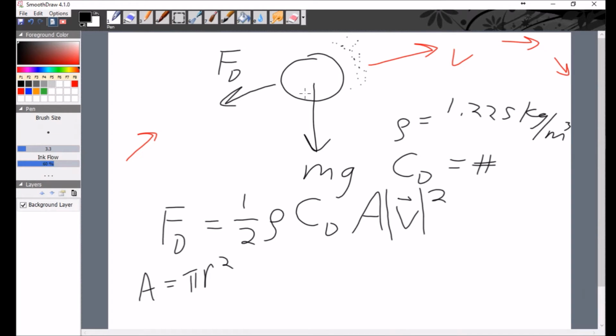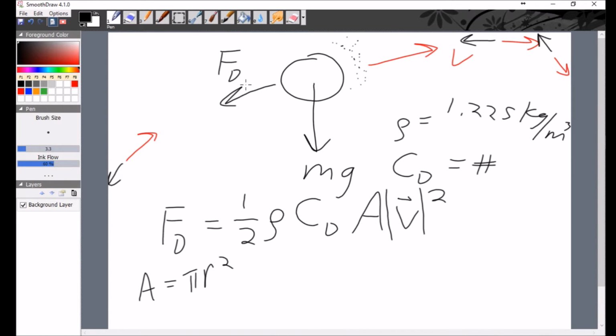Remember, it's always pointing opposite of the velocity. So initially, when you launch it at this angle, the drag force is going to point back this way. When the velocity is horizontal at the peak, drag force is going to point backwards to the left horizontally. And then, oddly enough, when the projectile is falling down and to the right here, the drag force is going to point up and to the left.